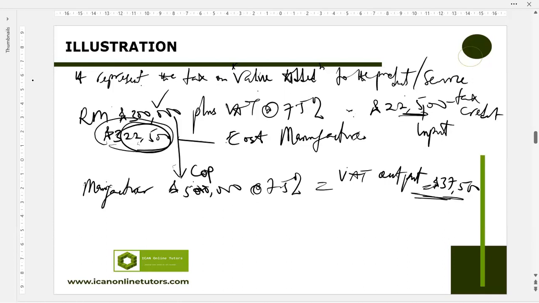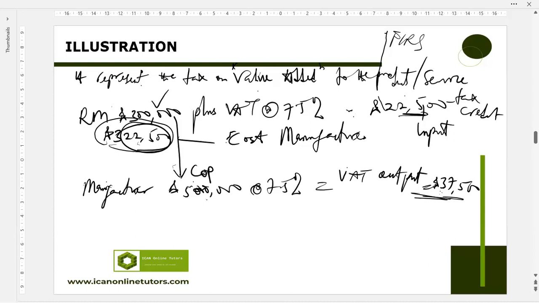Then when he's making a sale, he charges 7.5% of the selling price or the sales amount, which is 500,000. So the VAT thereon is 37,500. So he's paying the difference between this 37,500 and the 22,500 to FIRS. Don't forget that the vendor that sells the raw material to the manufacturer has remitted this money to the FIRS. Do you understand? So the 22,500 is presently with the FIRS.